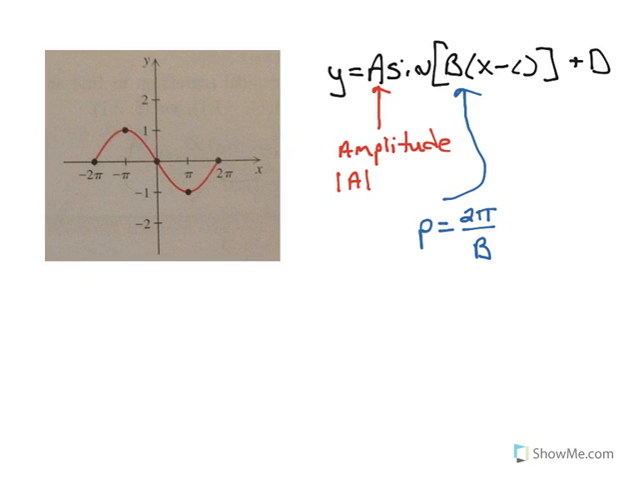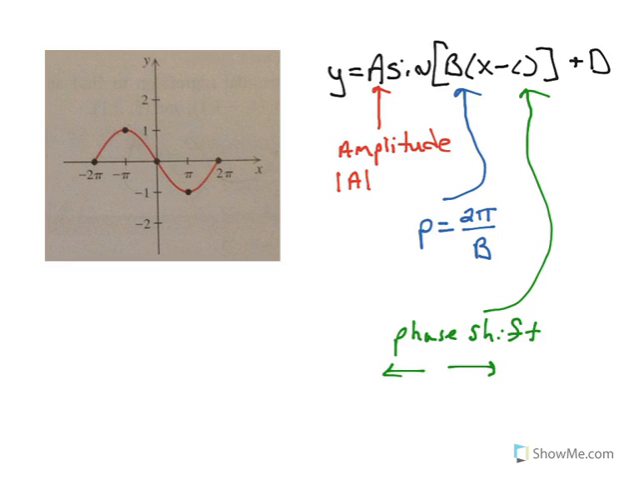Your c value is the phase shift, so it's going to affect the graph by shifting things left or right. And your d value is your vertical shift. So it's going to affect the graph by moving things up or down.